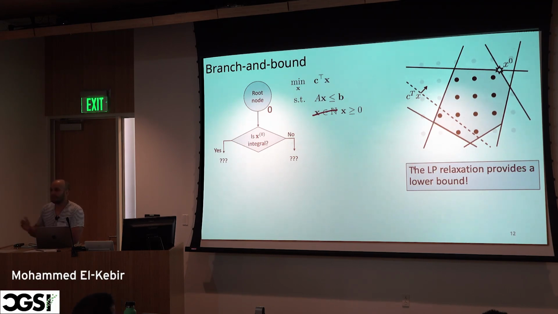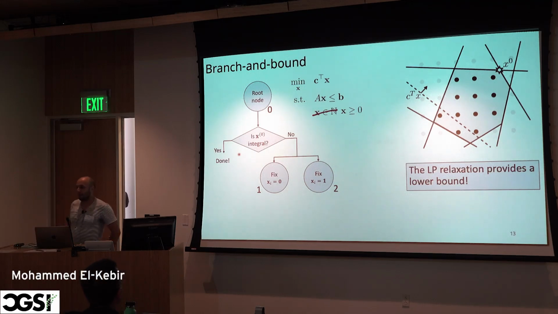Because this LP relaxation gives you a lower bound, right? So it basically tells you that the optimal solution cannot be better than what I find with this LP relaxation. And it turns out that the LP relaxation solution that you get is integral already. That means you're done in this case. If it's not integral, you have to do more work.